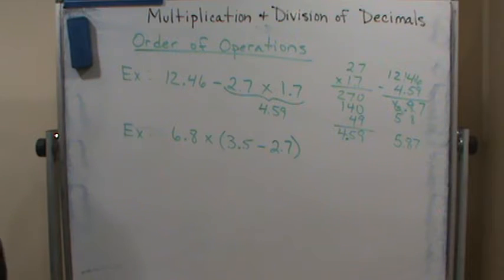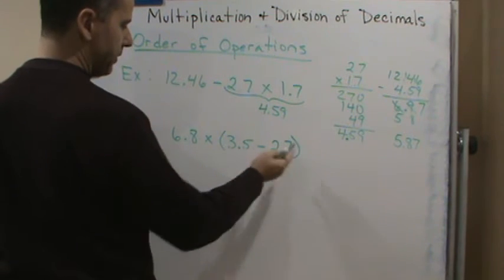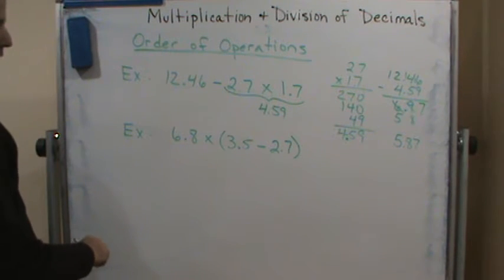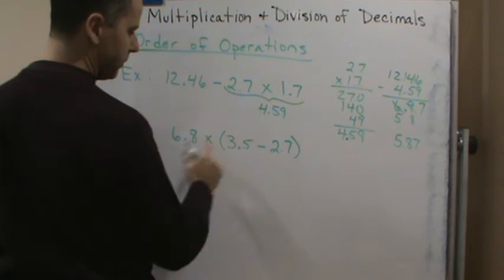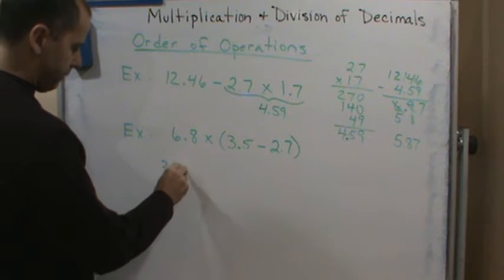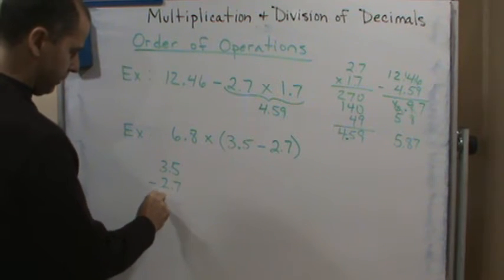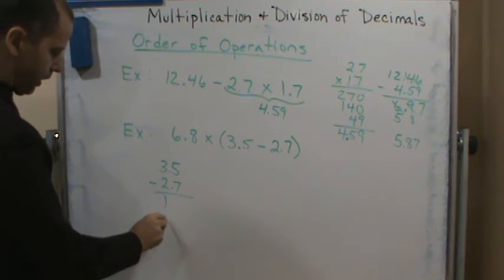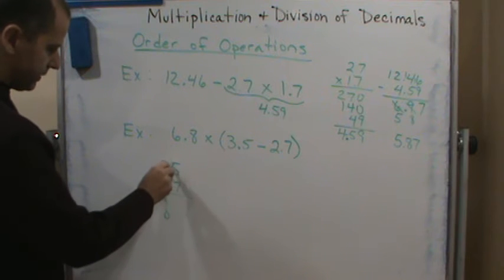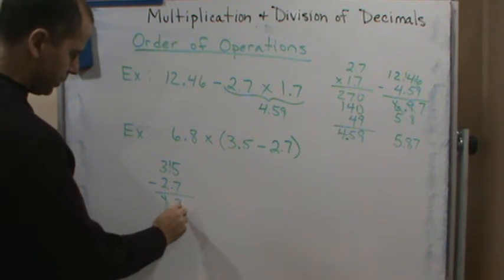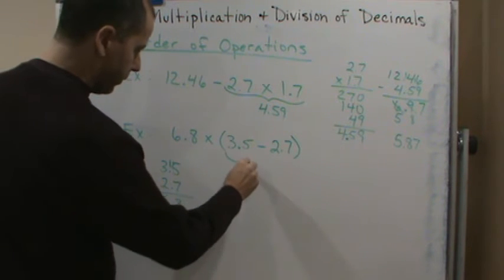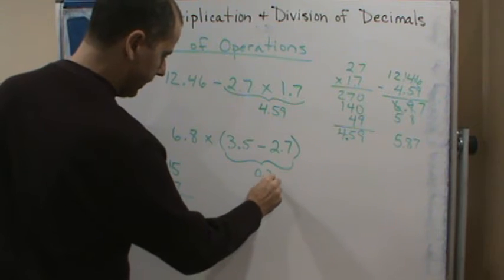Now, what about the second one? Now, the second one has parentheses, so we're going to do what's in parentheses first, even though we have a multiplication here. Parentheses trumps multiplication and division. So we do what's inside the parentheses first. So, again, we're just going to take 3.5 minus 2.7. And so 3 minus 2 is 1. But here I can't subtract 7 from 5, so I'm going to borrow from the 1, which makes this 0, and I get 15 minus 7, which is 8. Drop down the decimal, and so this is 0.8.